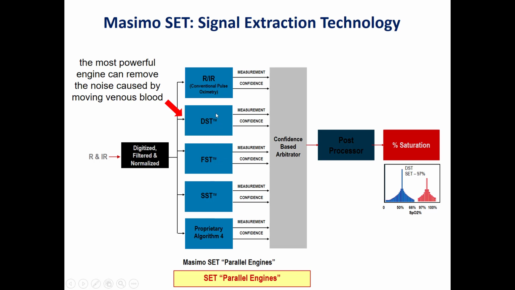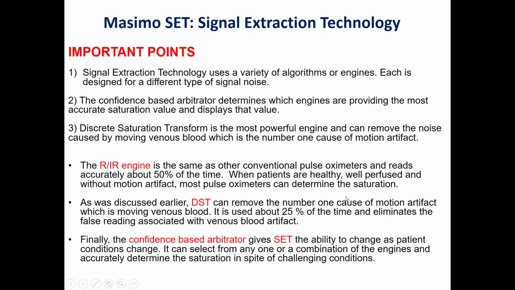So as we see, we have different engines. We call these engines. Each engine has a measurement and a confidence. For example, the confidence in this case is like 20%, in this one 50%, and so on. And finally, we have the confidence-based arbitrator, which decides based on the confidence which is the best result or the best value of the oxygen saturation. So, as we said before, the second generation has been developed to solve the problem of poor or low perfusion and the problem of motion. This has been solved using these digital filters, or what we call parallel engines.